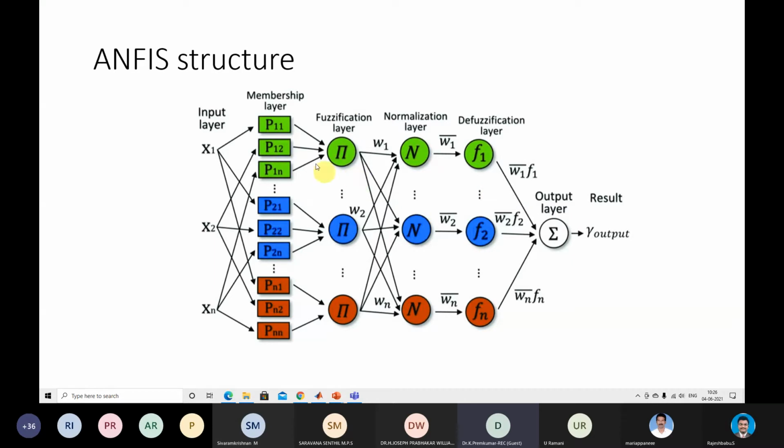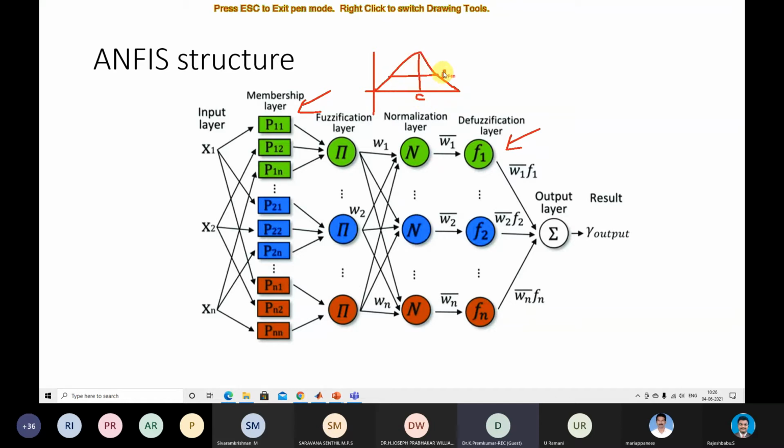So one is the membership function layer, right? This is known as the membership function layer, and also this is the defuzzification layer. The parameters in the membership function layer and defuzzification layer are going to be optimized by means of a neural network algorithm. Okay, so for the membership function layer, for example, I'm going to consider a Gaussian membership function for inputs, right? If you consider a Gaussian membership function for that input, then you will get two parameters. One is the center of that Gaussian membership function, another one is sigma, the standard deviation of that Gaussian membership function.